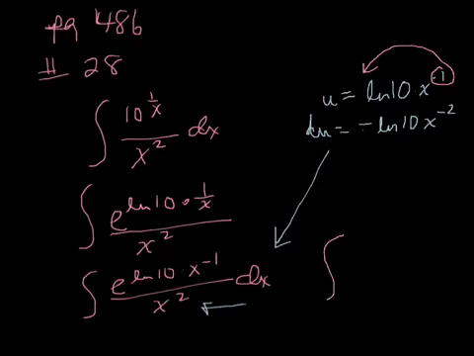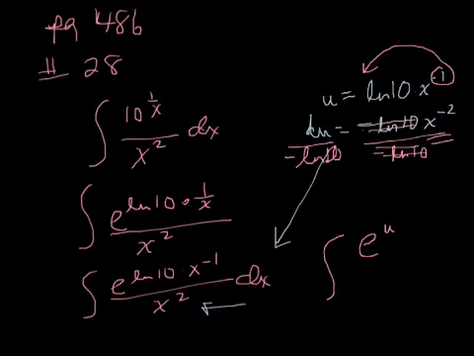Okay, so I know I have e to the u power, and then I have this 1 over x squared over here that I have to deal with. Well, again, I have x to the negative 2. That means 1 over x squared. So I need to isolate that so that I know how to substitute. So I'm going to have to get rid of this negative natural log of 10 thing. So divide both sides by negative natural log of 10. And so those cancel. So now I know what to substitute here.